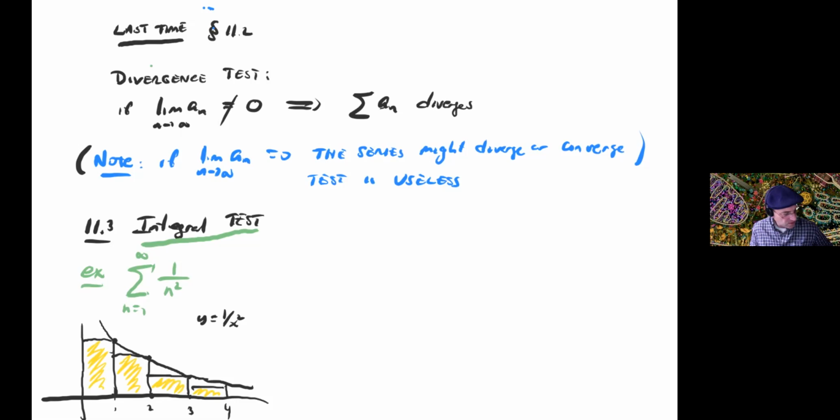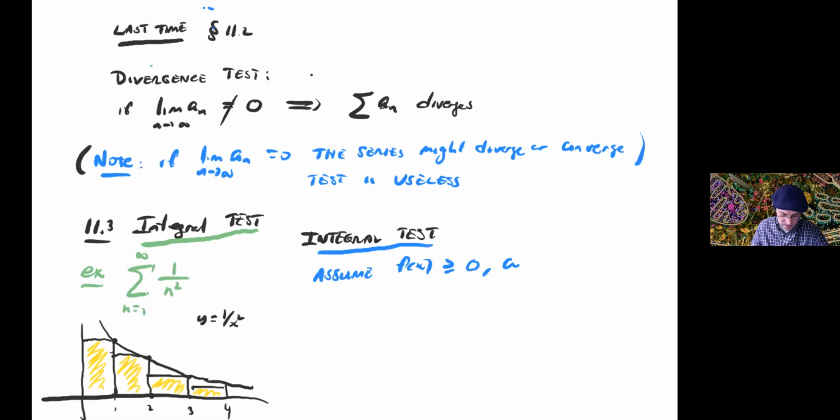So let me state the integral test. Here's the statement. Assume f of x is greater than or equal to 0, is continuous, and it's decreasing. And this is on the interval from 1 to infinity. We're going to look at it this way, but actually this statement works on every such interval. And let's set a sub n equal to the value of the function at n.